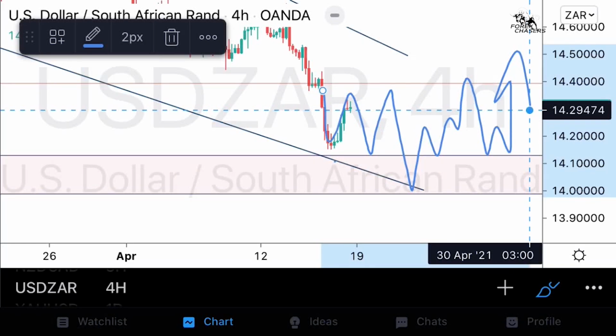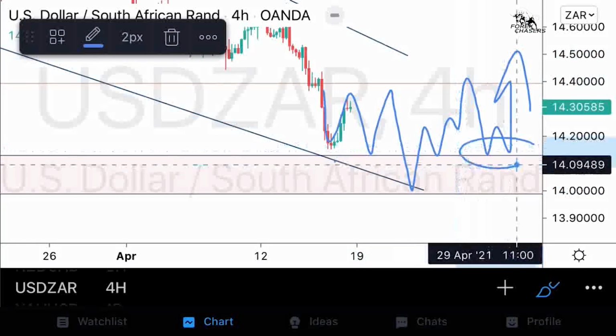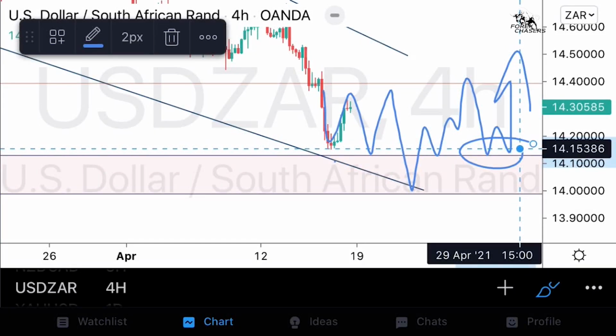We don't know. I would love for something like this to happen, because this would be a beautiful entry. Nonetheless, guys, I am going to be looking for prices to basically show me some bullish price action, because of all of the confluences that we've drawn from our higher time frames all the way to those lower time frames.